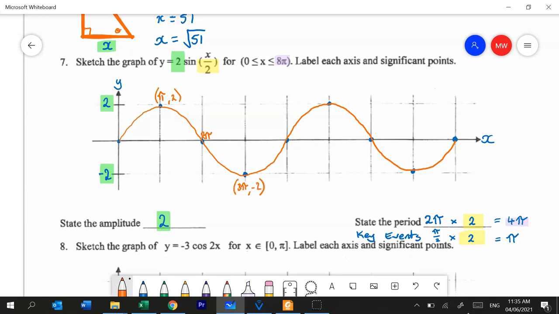Remember, you don't have to mark these ones that fall immediately on the x-axis with their y value. So this is just 4 pi, then 5 pi on 2, 6 pi, 7 pi on 2, and 8 pi. I'll just tidy up that little 7 there. And that's complete.